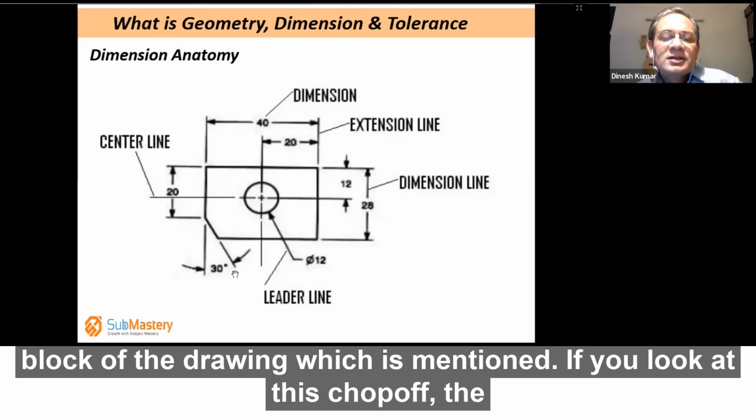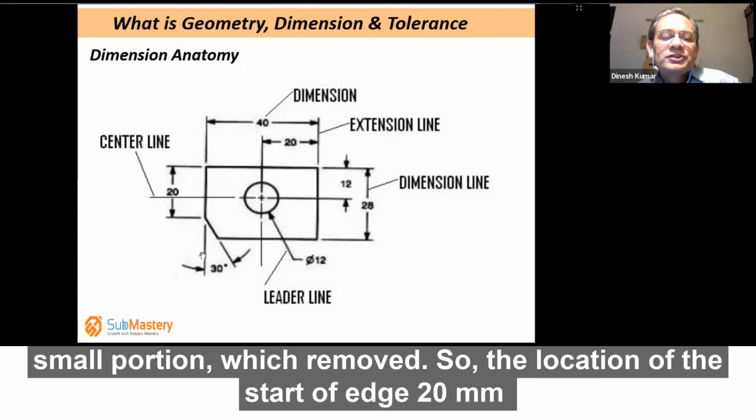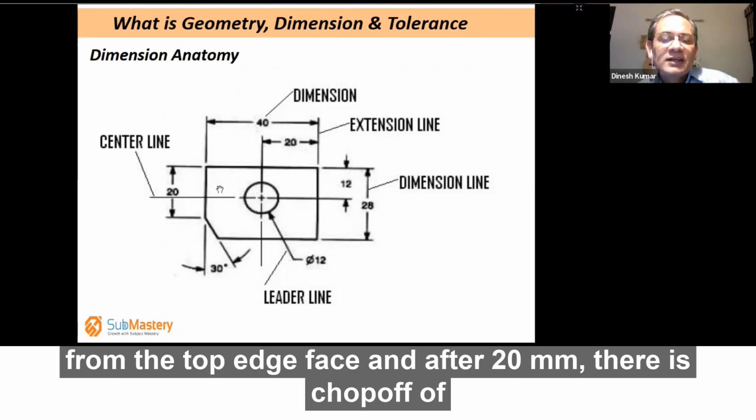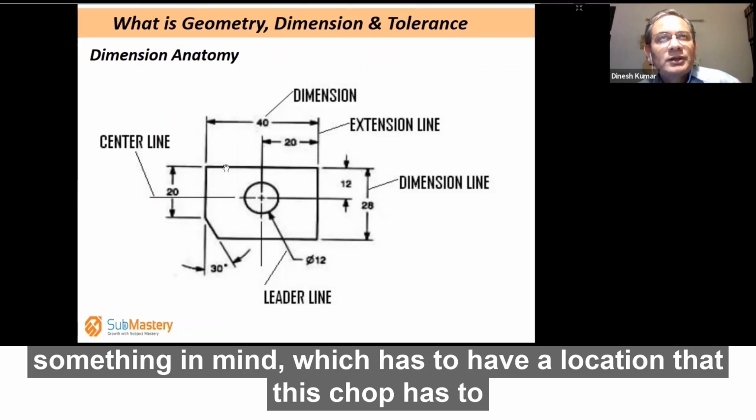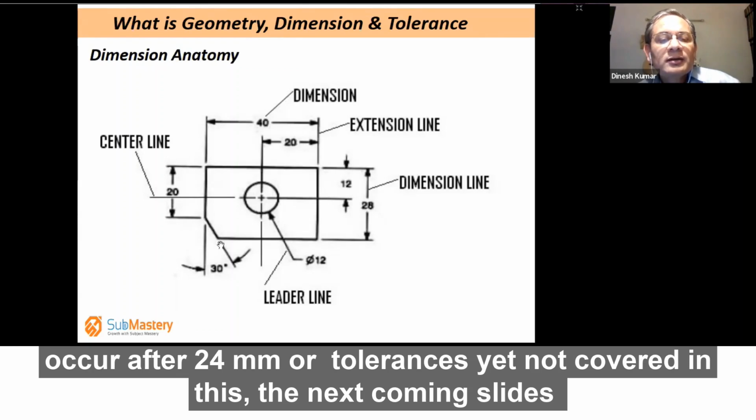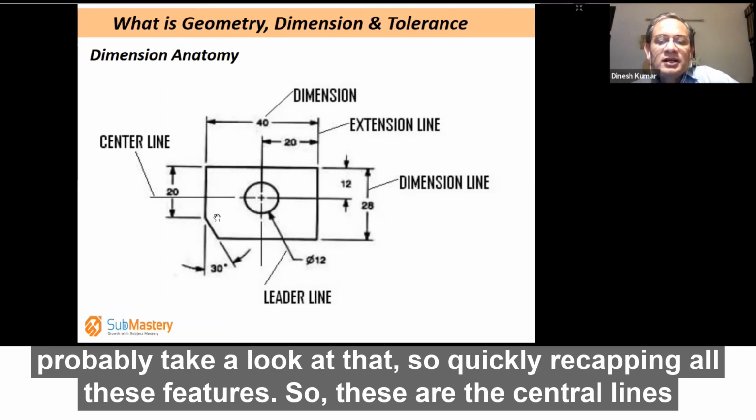And if we look at this chop off, the small portion which is removed, the start of this is at 20 millimeter from the top edge face, and after 20 millimeter there's a chop off of 30 degrees of material. So the designer of this component has something in mind, that this chop has to occur after 20 millimeter. Tolerance is not yet covered in this. In the coming slides, probably we'll take a look at that.